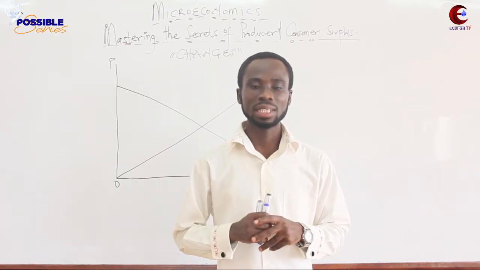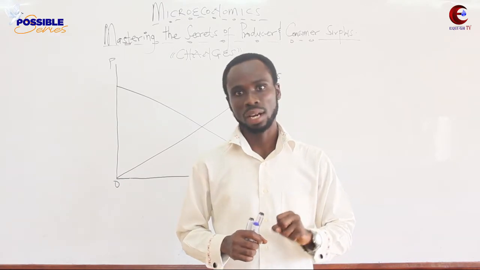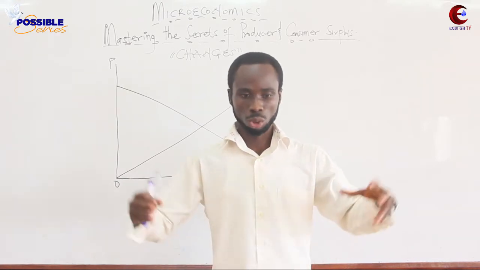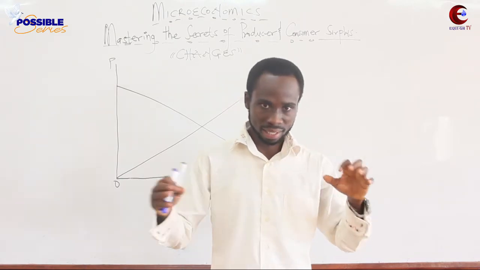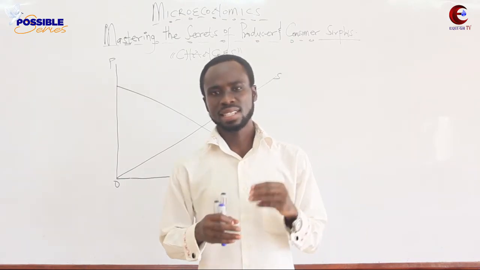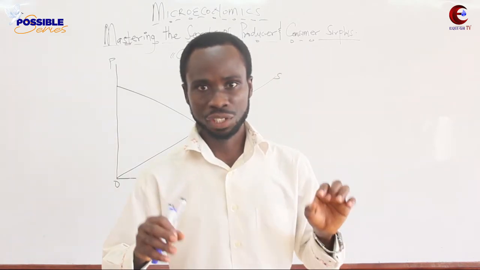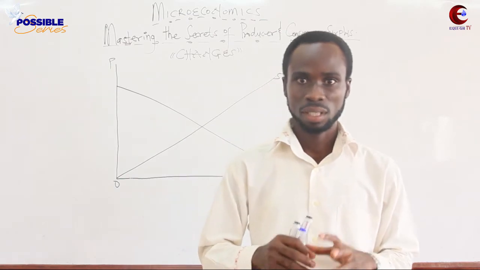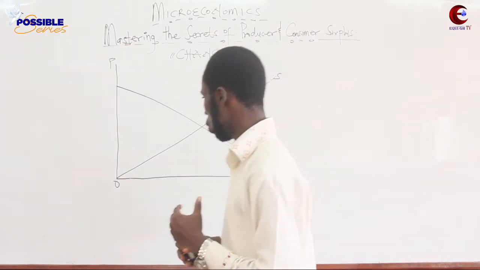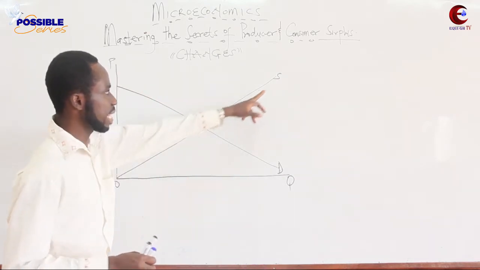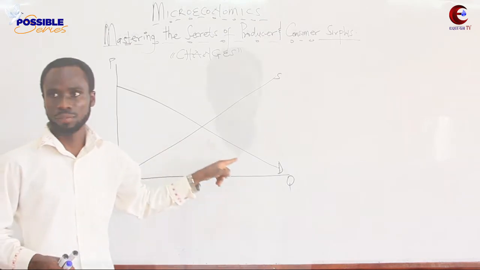Today we are going to look at how to master some secrets in consumer and producer surplus. So we are bringing the two together and then we look at the secrets behind them. These secrets come in as a result of changes or adjustments that we do on the curves. I hope it makes sense. Now considering the curve, this is our supply curve and then this is our demand curve.